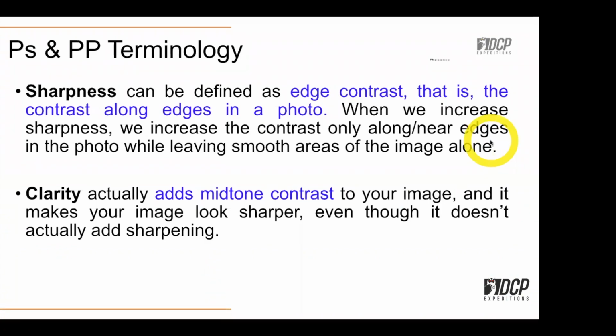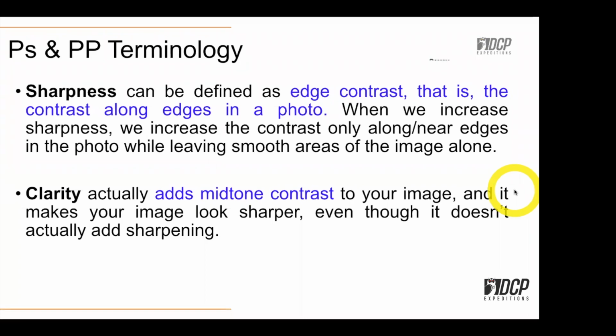When we increase the sharpness, we increase the contrast only near edges in the image, leaving the smooth areas of the image as such. So as I told you, when I shoot a portrait, the sharpness should be only on the eyes and only the lines.